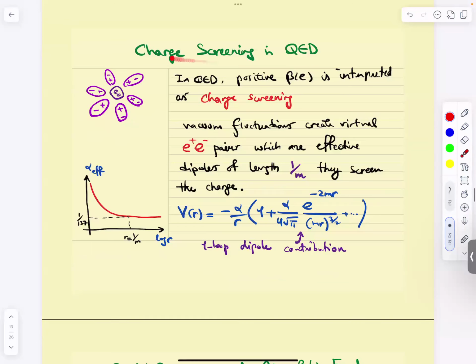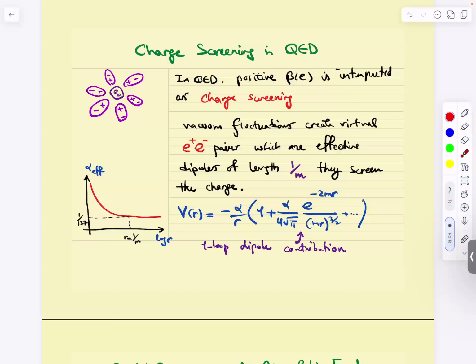What it is, is charge screening in QED. So what is the coupling of QED? Alpha is e squared over 4 pi, where e is the charge of the electron. So here is some electron. As you put this electron in the vacuum, the electric field will polarize the vacuum, creating dipoles near it. You can think of this as vacuum fluctuations creating electron-positron pairs, which are effectively contributing a dipole moment of length 1 over m.